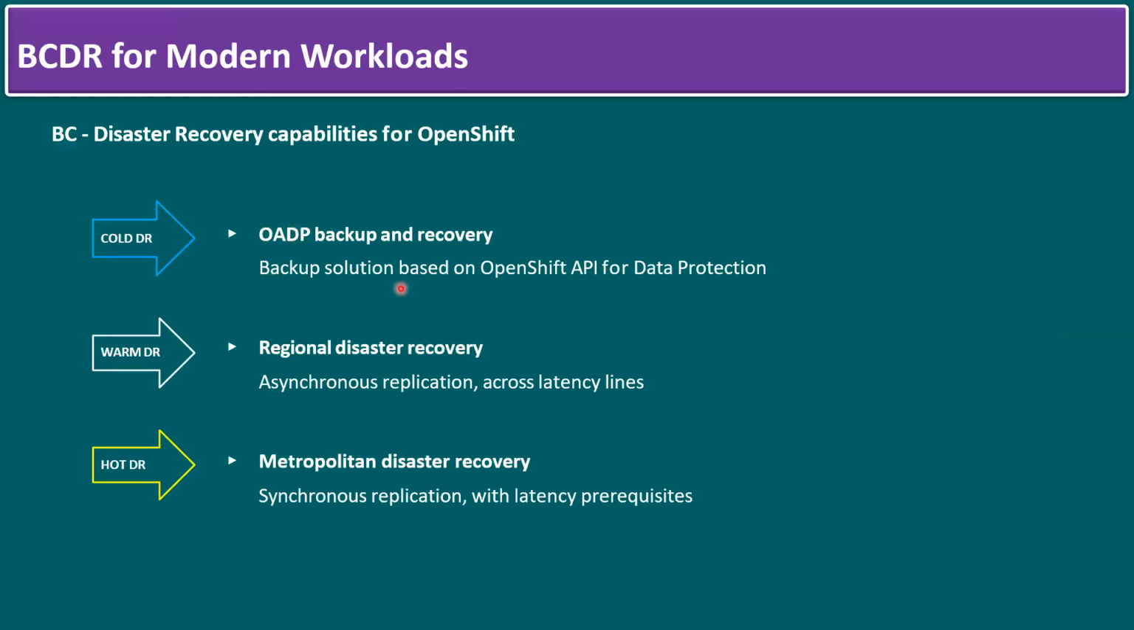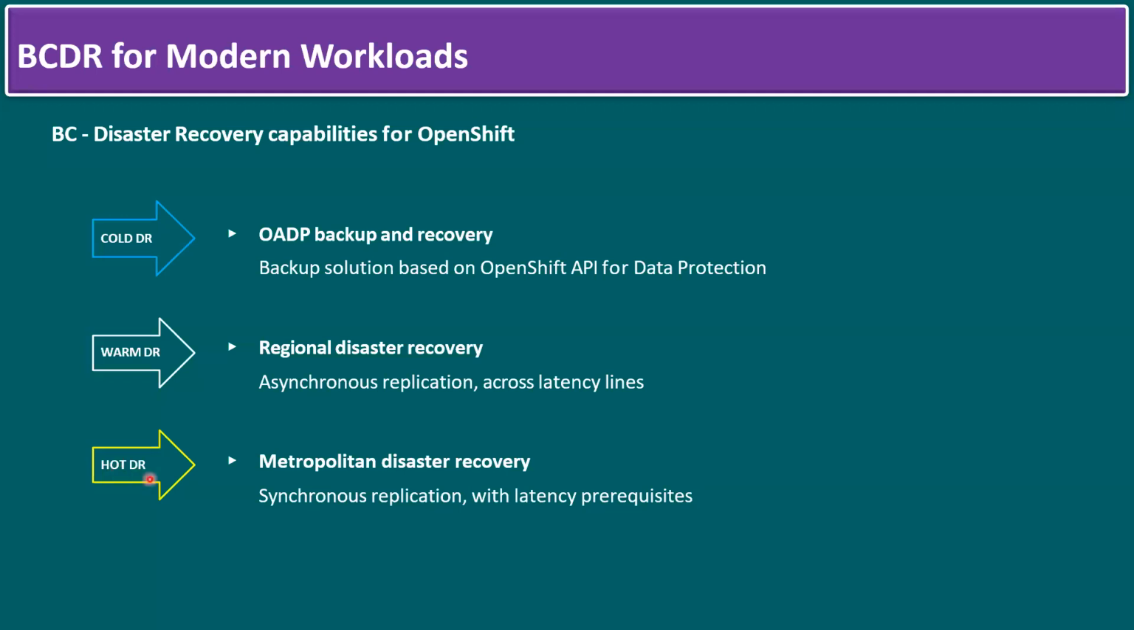So OADP is a backup solution based on OpenShift, and it will help you to back up, and also in case of any disaster, it will help you to recover. That is called cold DR. Another scenario is warm DR, which in other words we call regional disaster recovery. It's mainly for asynchronous replication and across latency lines.